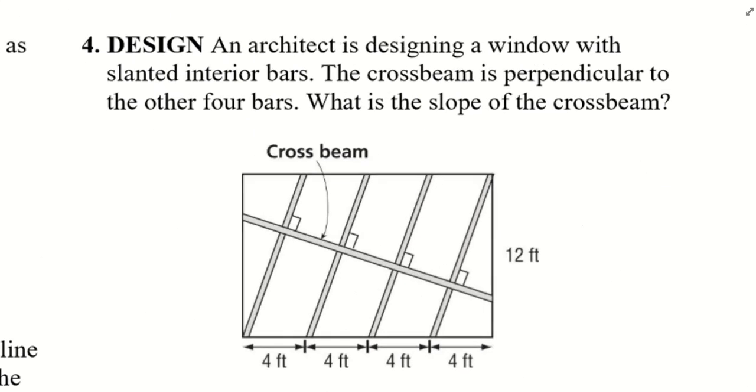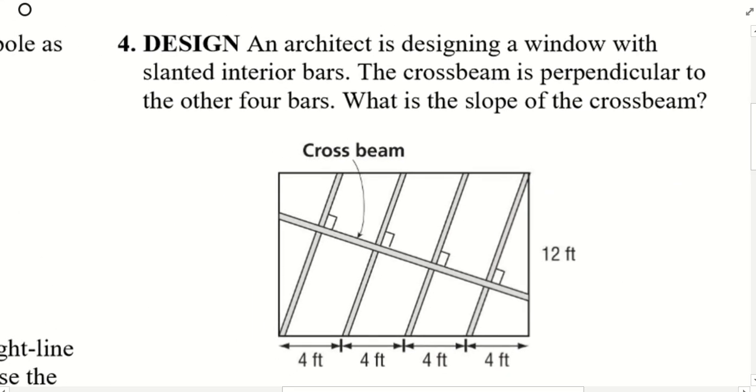Example number 4. You might want to pause the video and look at this. You have a cross beam, and the cross beam is at a diagonal. It wants to know what the slope of the cross beam is. So, rise over run. This one's a little bit difficult.